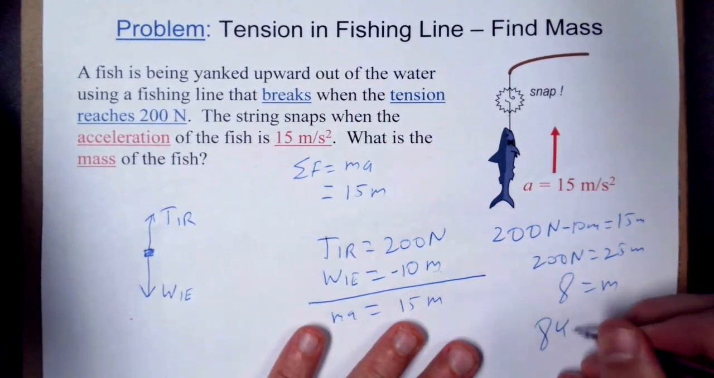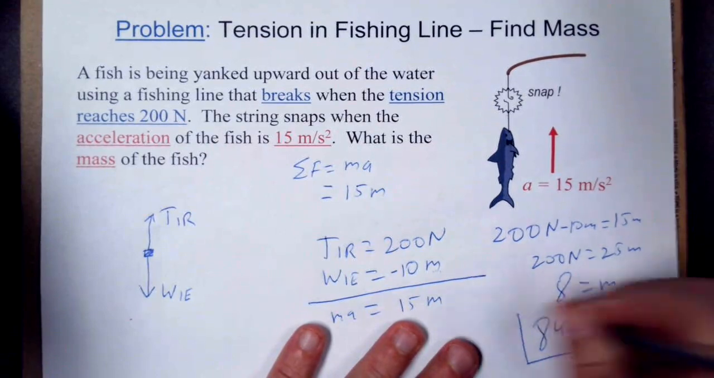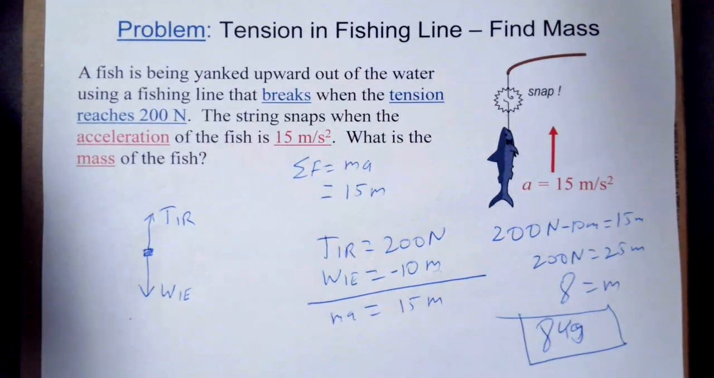So that means our end answer here is that the mass of our fish is 8 kilograms, and we did it the same way we did it before, just this time we didn't know the value of the mass, so we had to do a little bit of algebra to make sure that we could find that value.